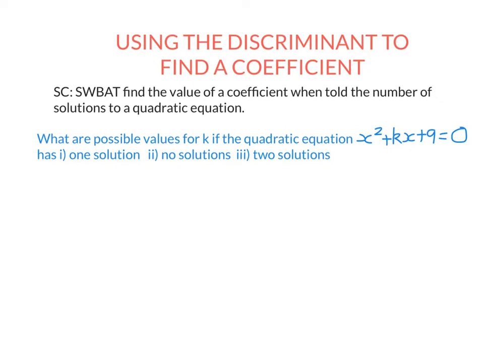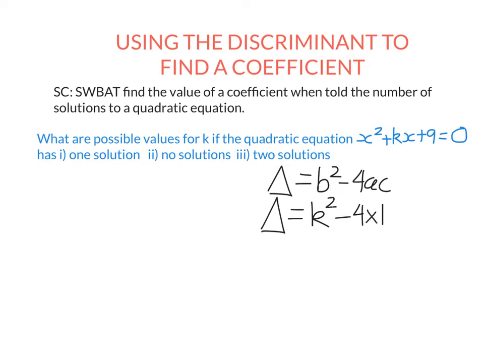So firstly, because we're talking about whether it has one, no, or two solutions, we're talking about the discriminant. So remember, the discriminant is b squared minus 4ac. So b is the number in front of x. So in this case, b is actually equal to k. A, the number in front of x squared, is 1. C, the number by itself, is 9. So the discriminant here is k squared minus 36.